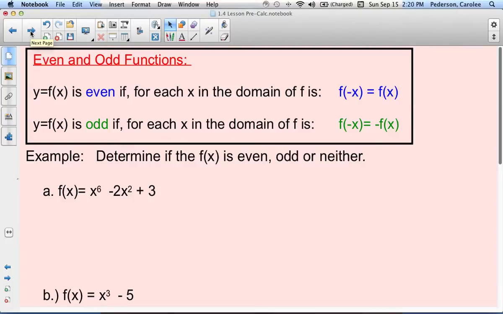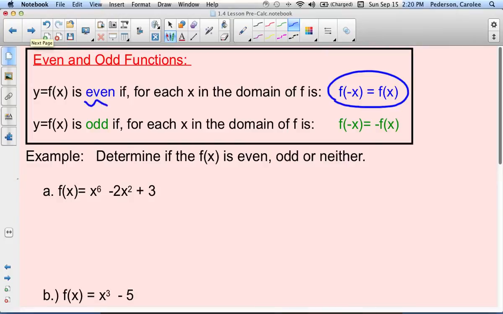If the function is even, if you substitute a negative into the function, you get your original function back. If it is odd, you substitute the negative in the function, but you get the original function back with a negative in front. So I have a few examples for you in this slide.